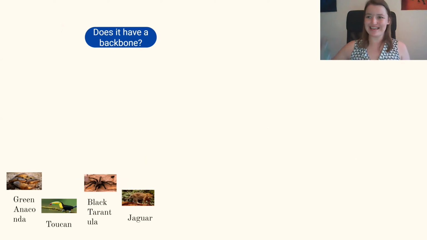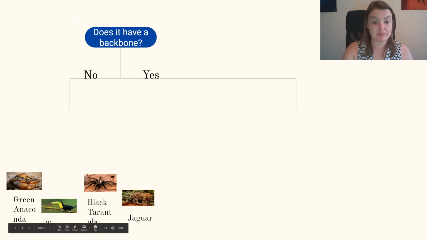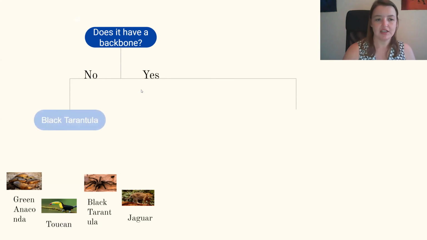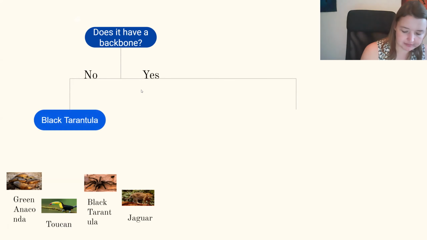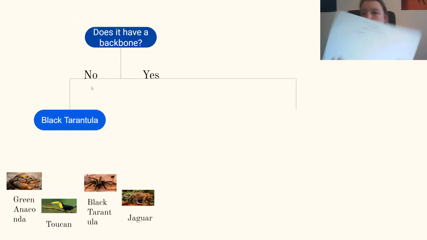Once I've got that, I can then get my ruler and I can draw a line underneath. And I can have my no length and my yes length, just like this on the screen, nice and neat. Now, if I'm thinking about a spider, I might say, oh, no. So I can put my black tarantula at the end of my no line. Halfway through my black tarantula.